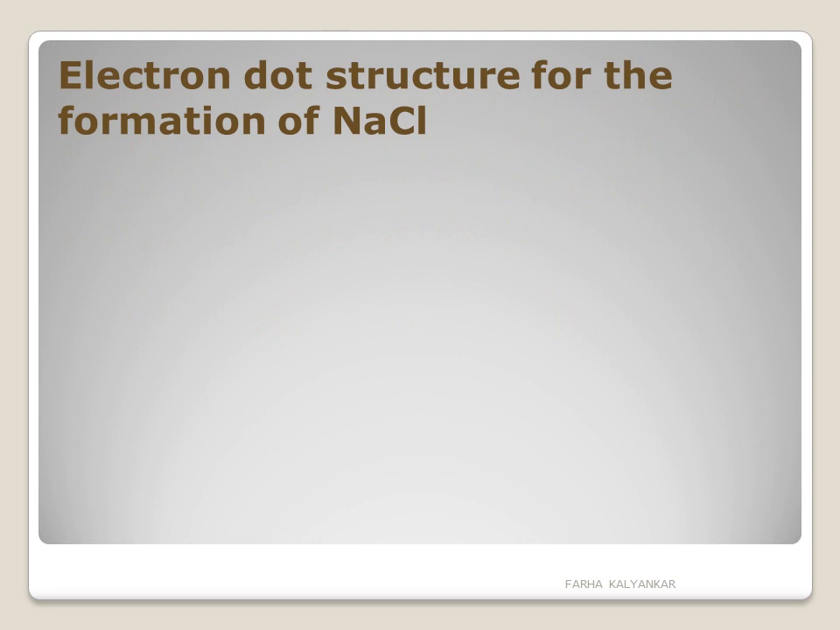Let's see how to represent the formation of NaCl with the help of electron dot structure. We know that sodium is having one valence electron, which is represented as this, and chlorine is having 7 valence electrons, represented as this. Now during this combination, sodium gives away one electron which is accepted by chlorine atom.